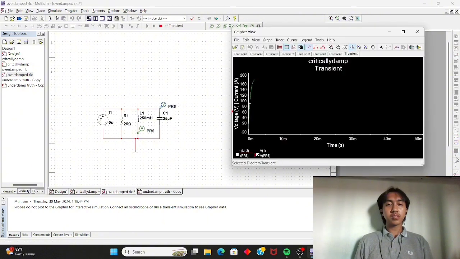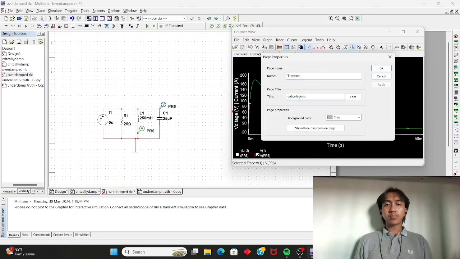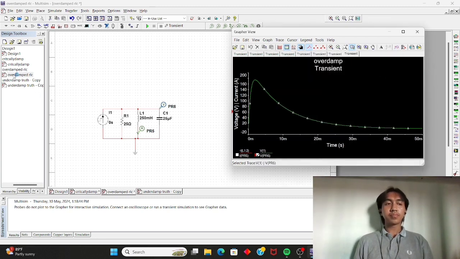Next we run. Okay, this is our over damped transient, over damped graph. Over damped graph for voltage.